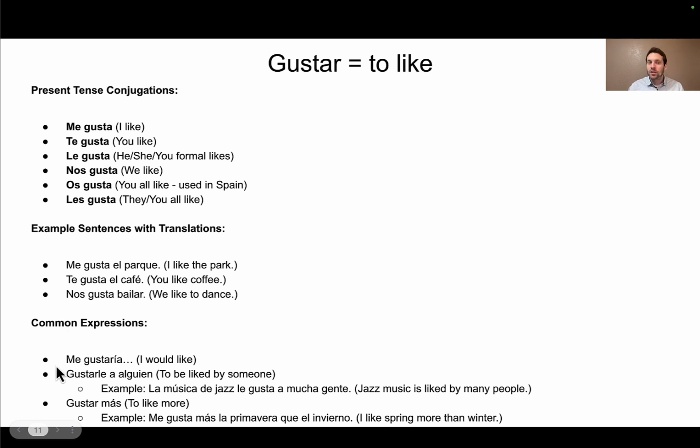Some common expressions. Me gustaría, like I would like. Me gustaría jugar béisbol. I would like to play baseball. You can also use gustarle a alguien or gustar más, to like something more. Me gusta más la primavera que el invierno. I like spring more than winter.